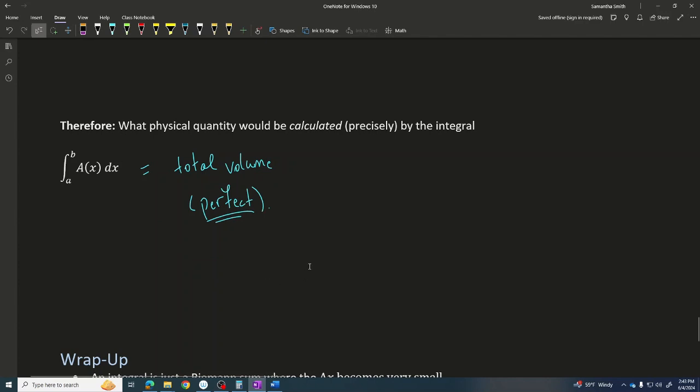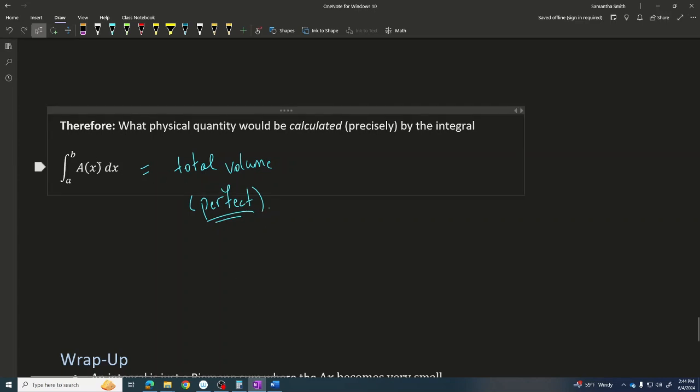So that, in my opinion, would be my major takeaway from this part of the discussion. The major point is that integrals can do all the same things that Riemann sums can do. The major difference is that Riemann sums can only estimate the answer, whereas integrals can perfectly calculate the answer.